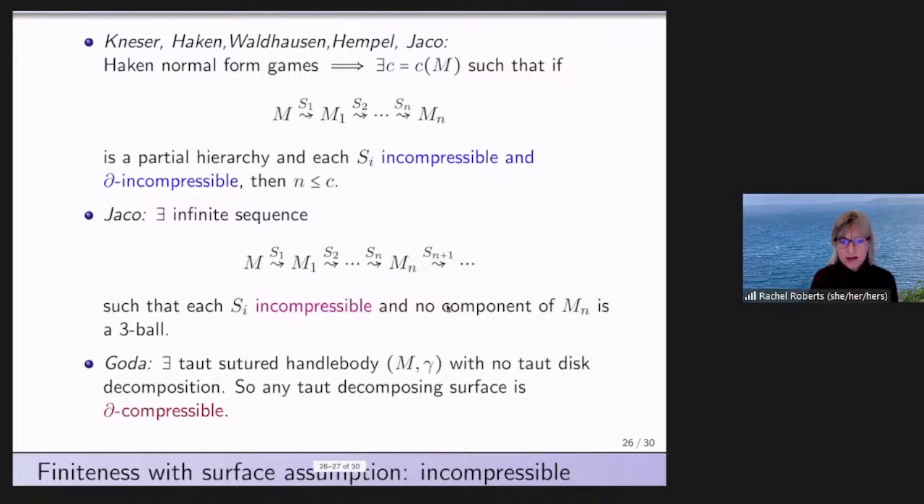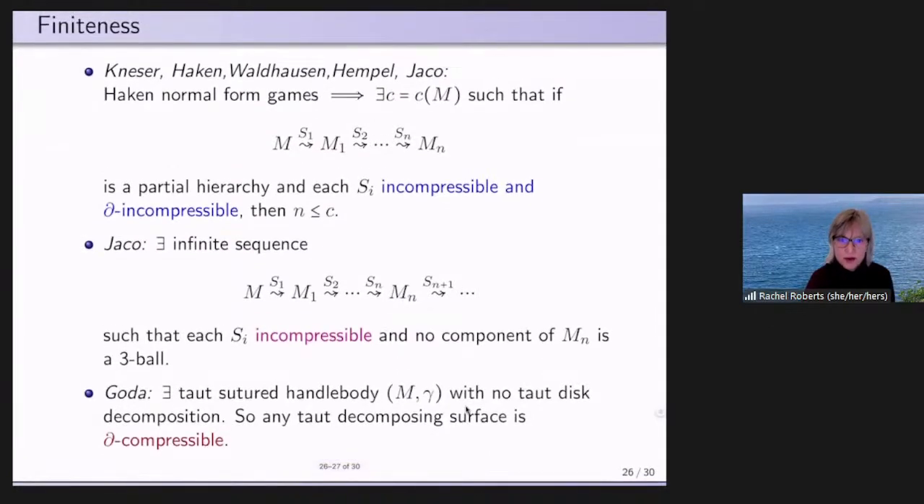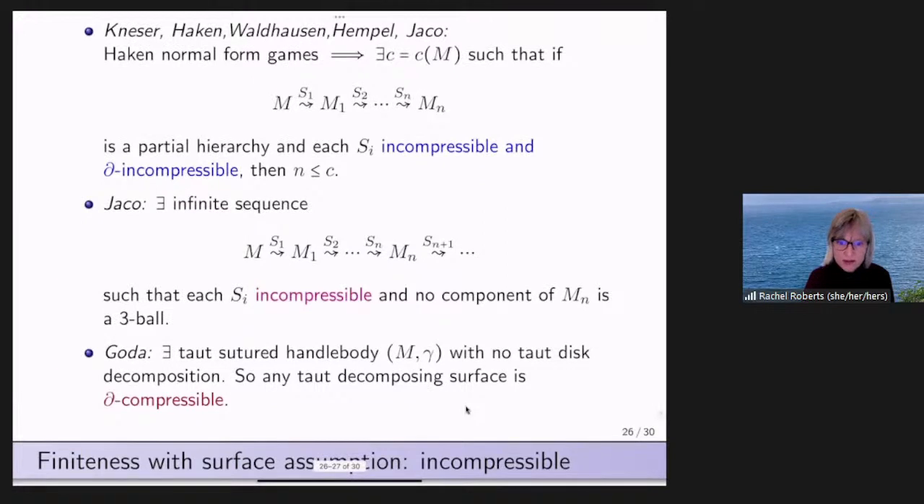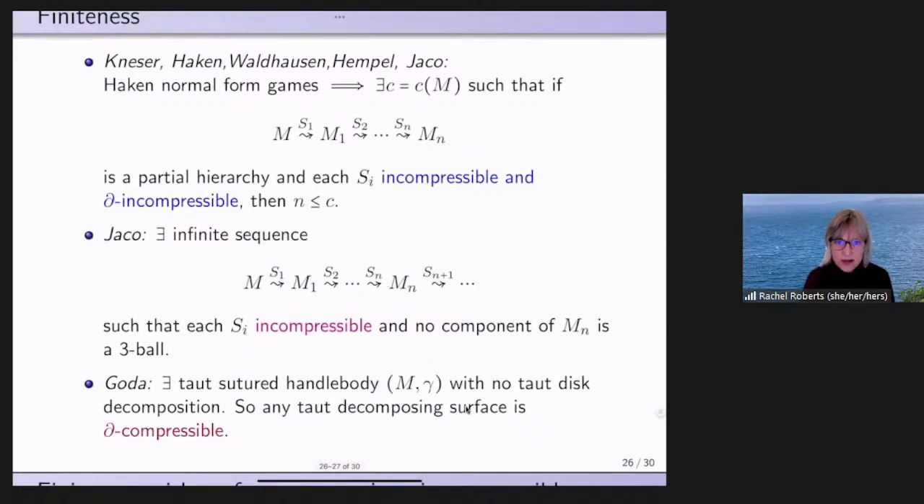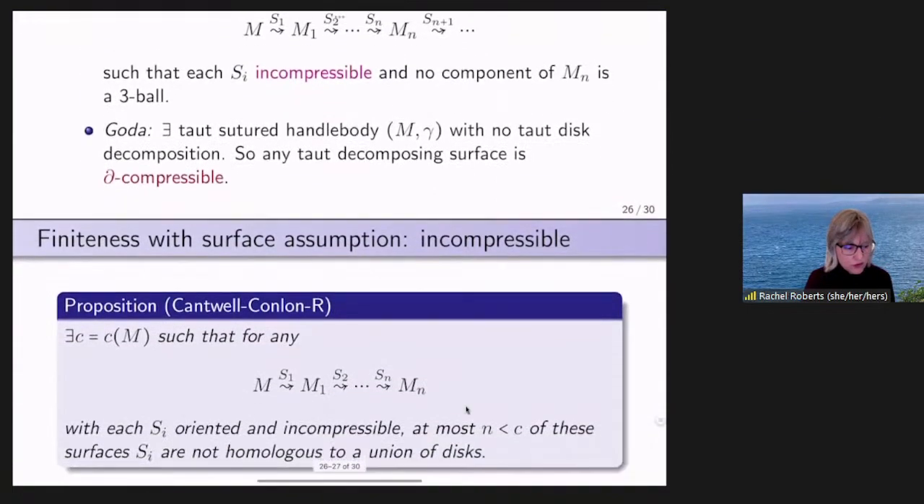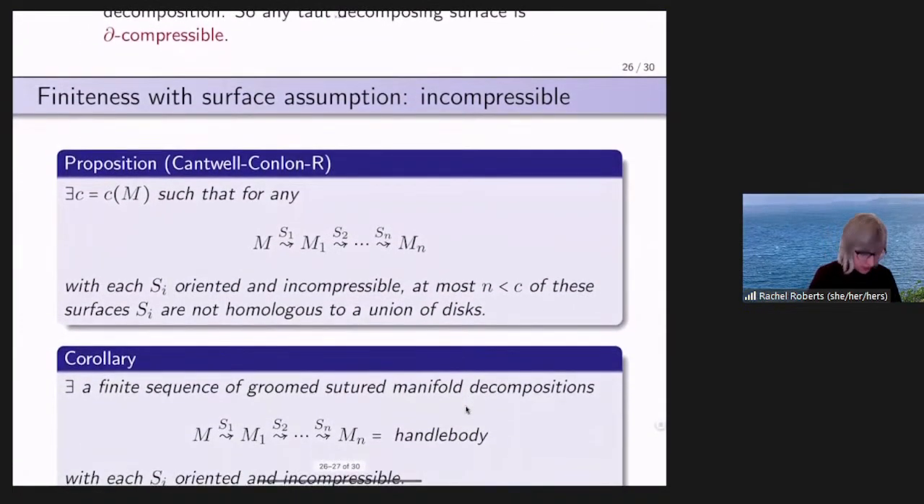So M is a handlebody, and it's a sutured manifold with no taut disk decomposition. So this means that if you have a taut decomposing surface, you have to make choices which are boundary compressible. So in the sutured manifold hierarchy game, you have to allow yourself to cut open along incompressible and boundary compressible things. So you can't just immediately throw back to this result of finiteness. And in fact, Jaco shows you could have infinite.